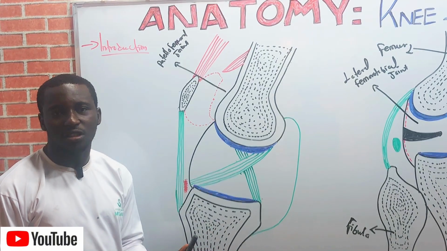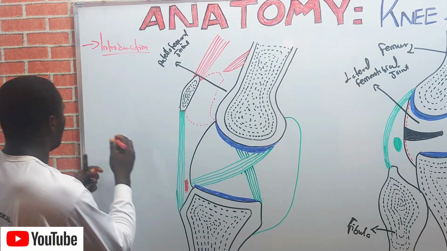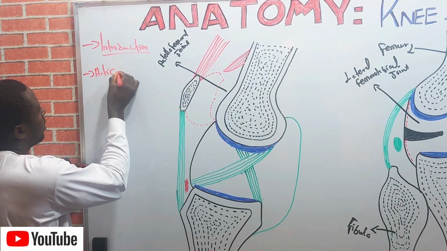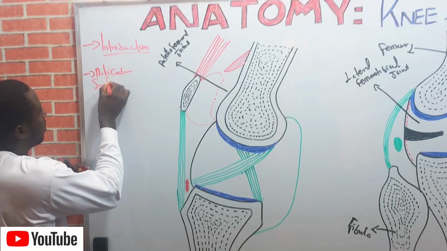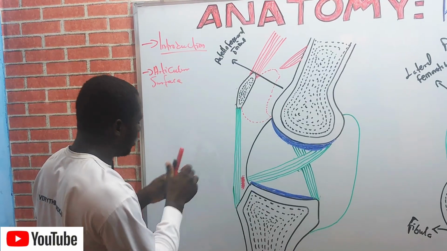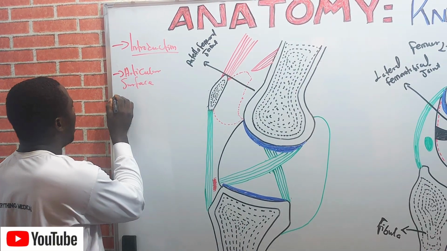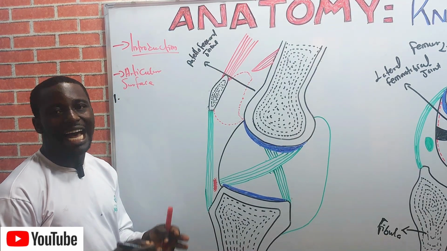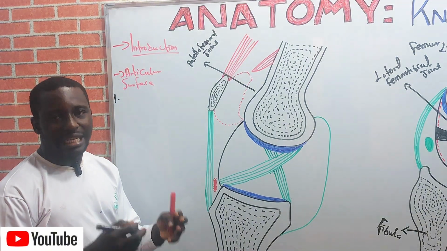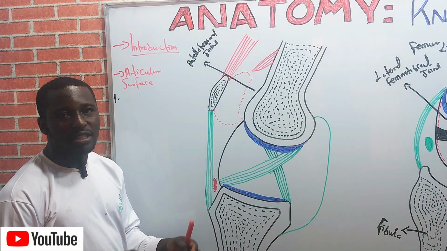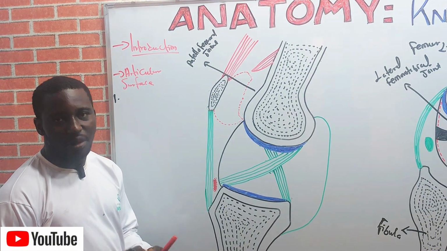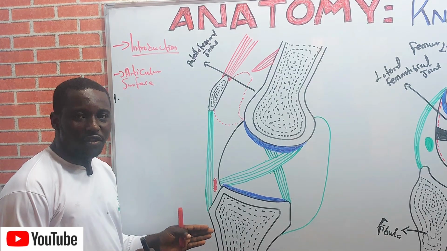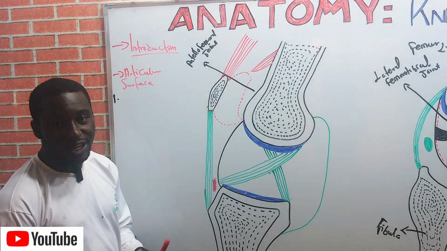It must have an articular surface. On the articular surface, it has four articular surfaces. Number one is the articular surface of the medial and lateral condyles of the femur. That is the number one articular surface.